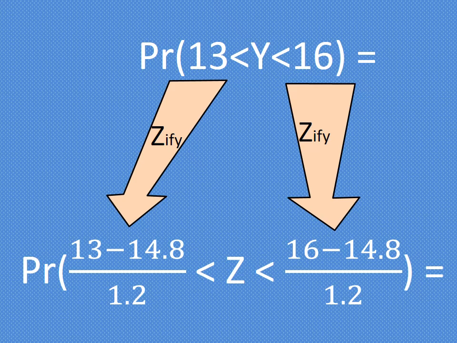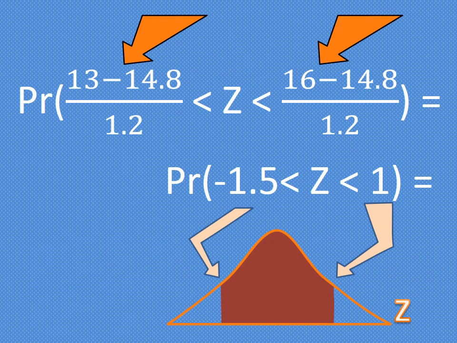13 on the left is zified. Y in the middle is changed to Z. And 16 on the top right is zified. The resulting formula after zifying is reduced arithmetically to obtain the pair of numbers: Z is between minus 1.5 and 1. We want to look up these two numbers in the Z table to get the area under the curve between minus 1.5 and 1.